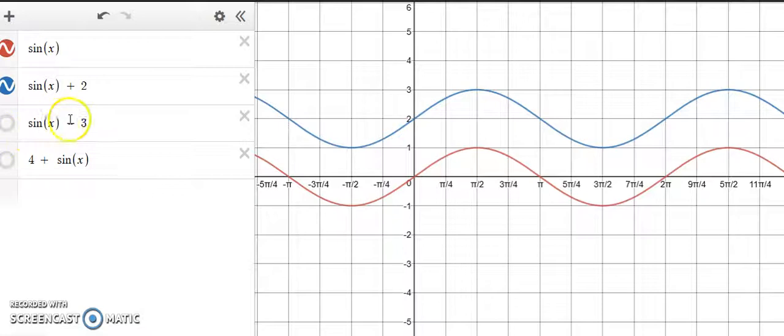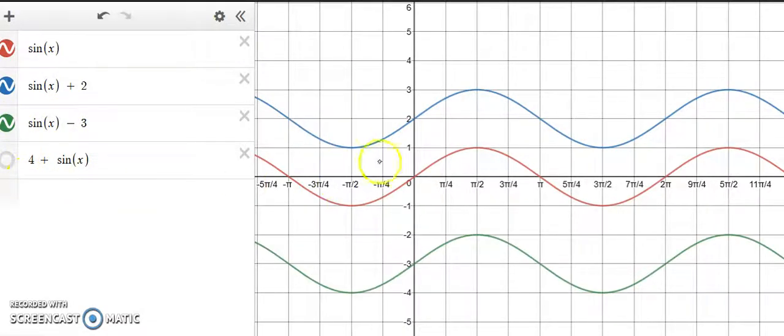All right, so sine x minus 3, that should shift us down 3. And we see the green one is shifted down 3, and then we go up 1 and down 1 from there. Okay, period has not changed. We see our complete cycle is still 0 to 2 pi. We're just moving the entire graph up or down.